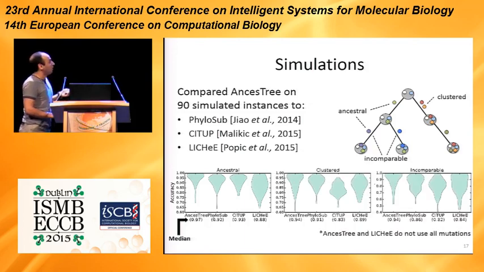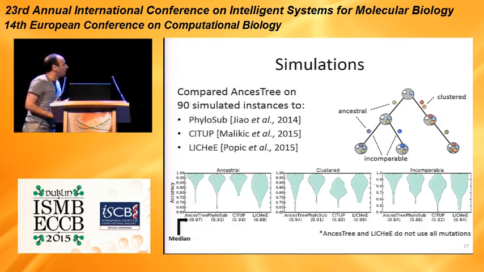We also looked at other tree measures. We looked at the fraction of correctly identified clustered mutations, that's this violin plot over here, and the fraction of correctly identified mutations that occur in different branches. And in both measures, we also outperformed the other methods.